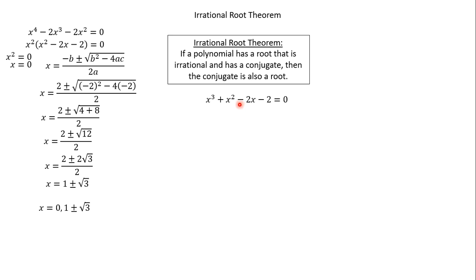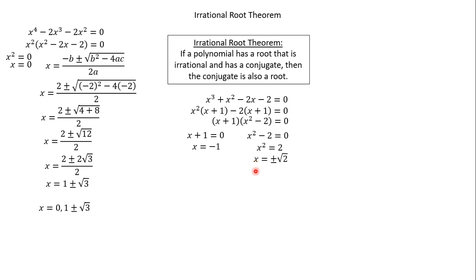Another way we could get it is from grouping. Hey, we have x squared here. We have a negative 2 here. So we can pull those out, get x plus 1. You can now pull the x plus 1s out. X plus 1 times x squared minus 2 equals 0, which means x plus 1 equals 0, or x squared minus 2 equals 0. So x could equal negative 1, or x squared could equal 2. X could equal plus or minus root 2. And so it can happen there as well.